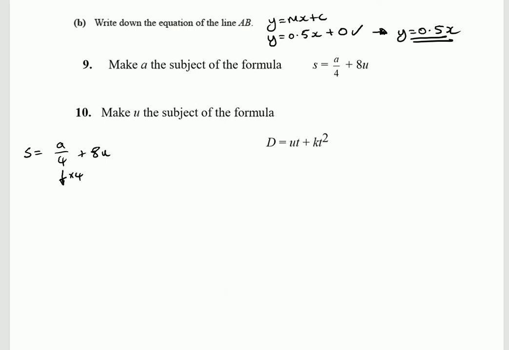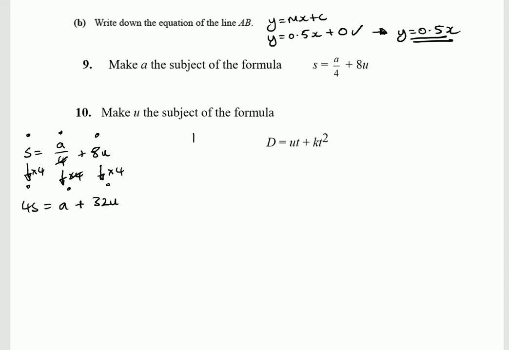I'm going to times by 4 to get rid of the divide by 4. But I have to do that everywhere. I can't just do it to that fraction. It needs to go on to every term. There are 3 terms, so I have to do 3 times by 4s. S times by 4 is 4s. The divide by 4 and times by 4 have cancelled out, leaving just the A behind. And 8u times 4 is 32u.